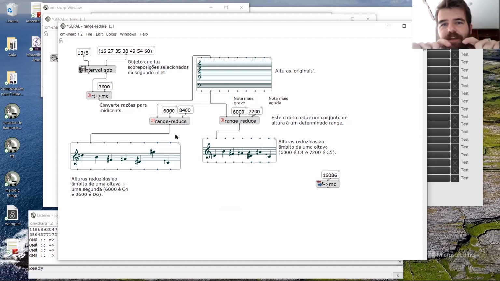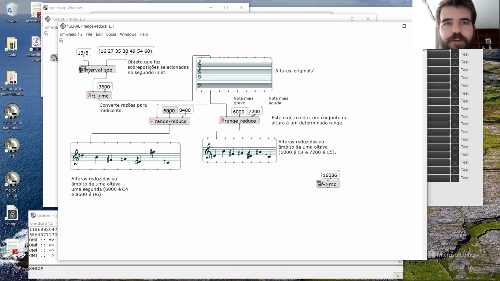It will ask for each note: is this note higher than this and lower than this? If yes, okay, just let it be. But if not, it will decrease this by a certain amount. The number of decreases is variable. It will decrease the higher notes by the lowest note.